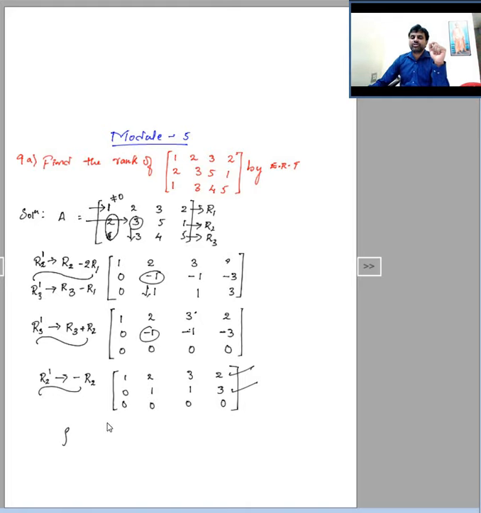When you observe the third row, all the entries are 0. That's why it is called a zero row. So now I am counting the number of non-zero rows. That is what I have ticked here. So these two rows are non-zero. Therefore the rank of that matrix is 2. This is the way of finding the rank of the matrix. Next we shall go for the next problem.